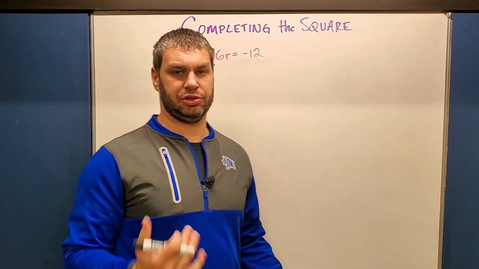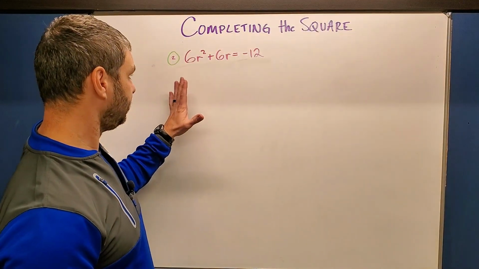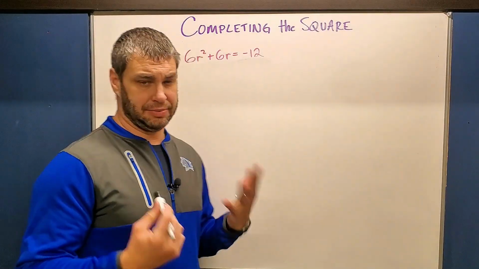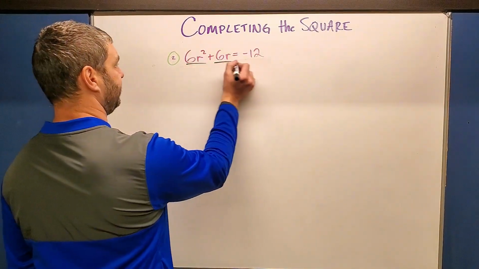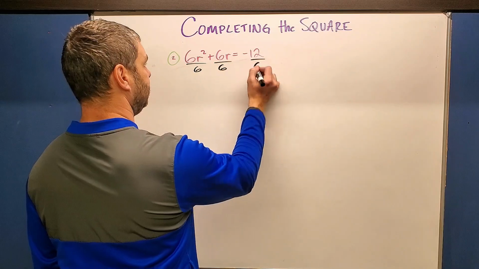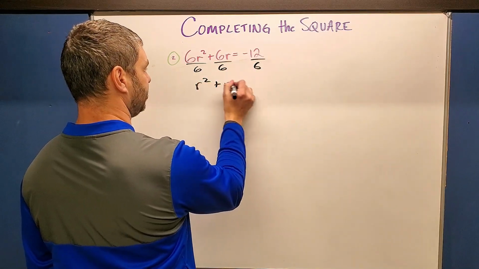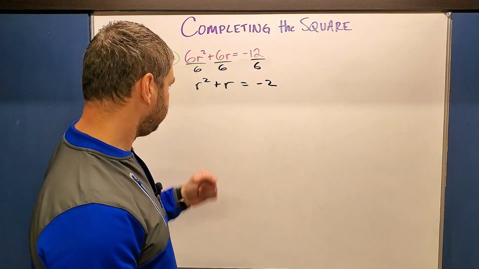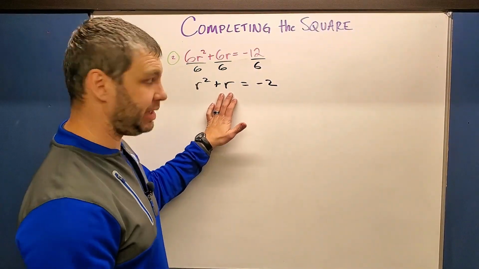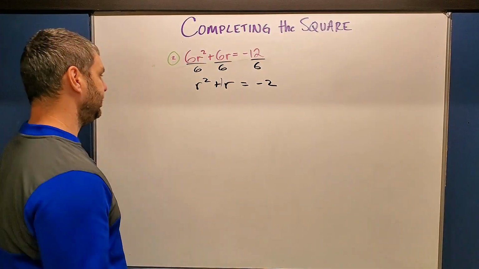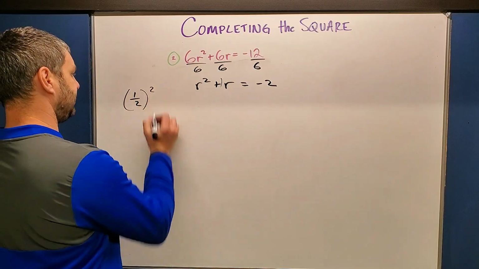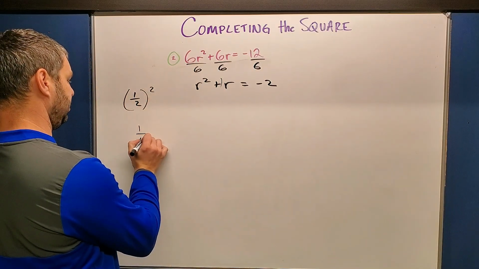All right, this next one's going to be a little bit trickier, and it doesn't look like much. It says 6r squared plus 6r equals negative 12. Again, this has a GCF of 6, so we can divide each of those terms by 6 and get r squared plus r equals negative 2. Again, we're going to take half of our b term, which in this case is 1, and half of 1 is 1/2. And if I square that, now I'm going to have 1/4.